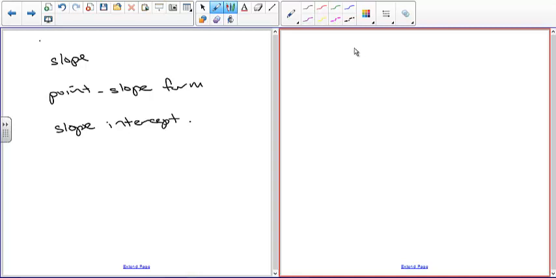Just like in the previous problem, we're going to calculate the slope first. But before we do that, let's write the 2 points down and label them. We're going to call this x1, y1, and call this x2, y2.